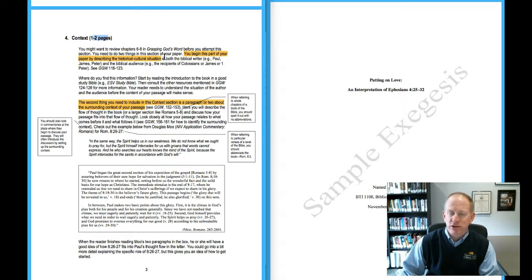Hopefully that sounds familiar to you, to a homework assignment you did a couple weeks ago when you described the biblical writer, the biblical audience, the date, the occasion, the theme. Basically, what we did a couple of weeks ago in that historical, cultural context of Ephesians goes in this portion of the paper.